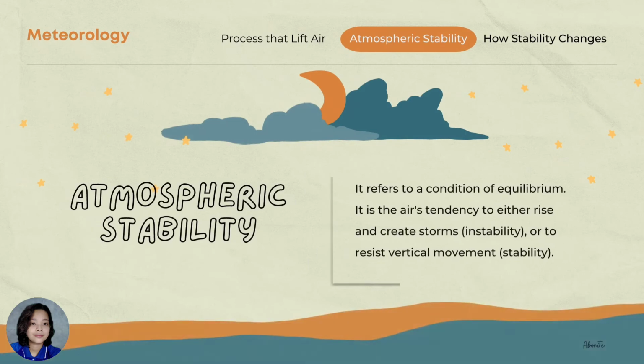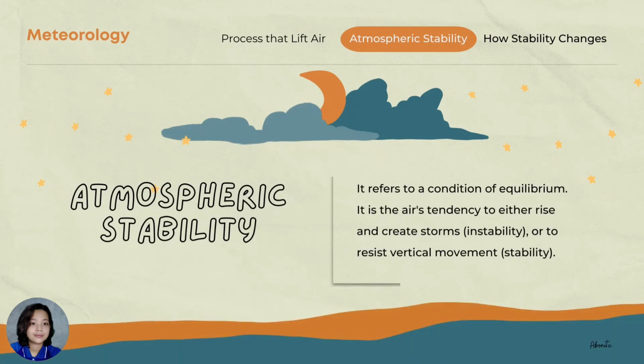So, atmospheric stability refers to a condition of equilibrium. It is the air's tendency to either rise and create storms, which is instability, or to resist vertical movement, which is stability. The simplest way to understand how stability works is to imagine a parcel of air having a thin, flexible cover that allows it to expand but prevents the air inside from mixing with the surrounding air.